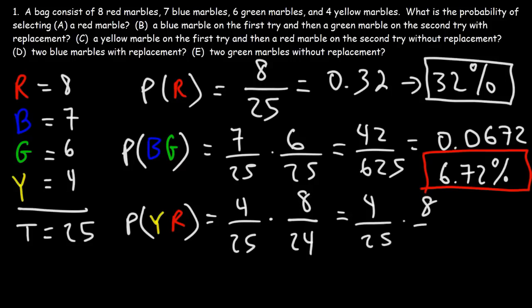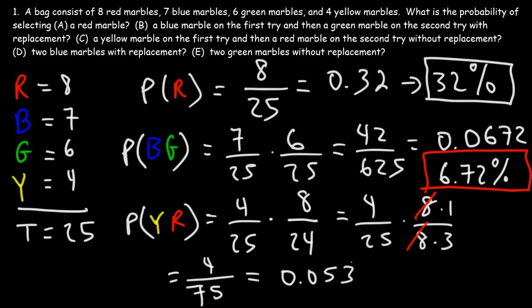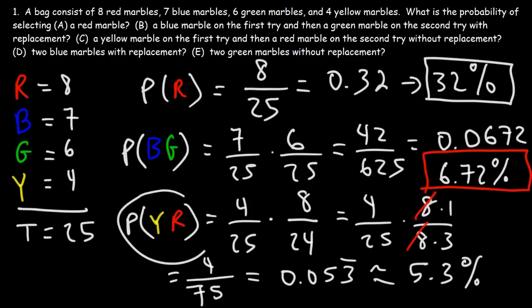24, I'm going to write that as 8 times 3. And 8, I'm going to leave it as 8 times 1. So we could cancel the 8s. 25 times 3 is 75. So the probability will be 4 over 75. 4 divided by 75 is 0.053 with the 3 repeated. So this is approximately a 5.3% chance of occurring. That's for this particular event.